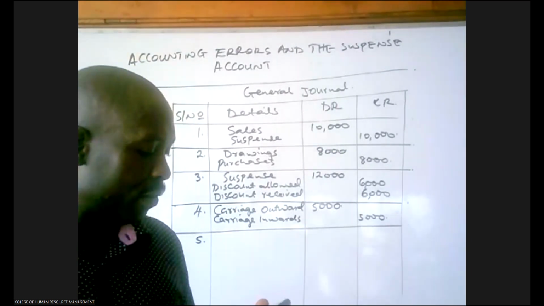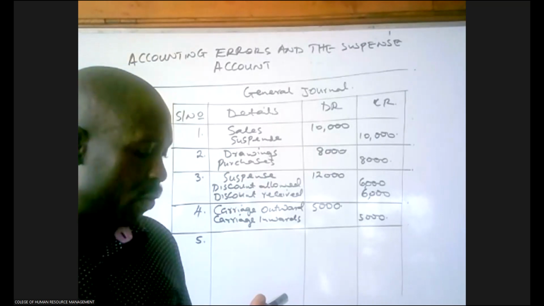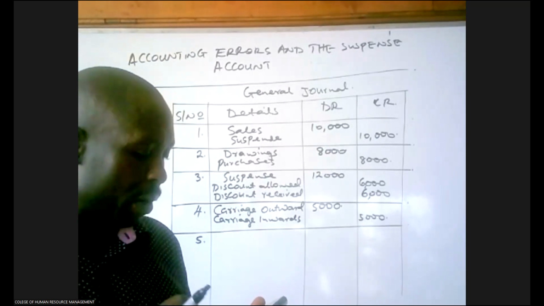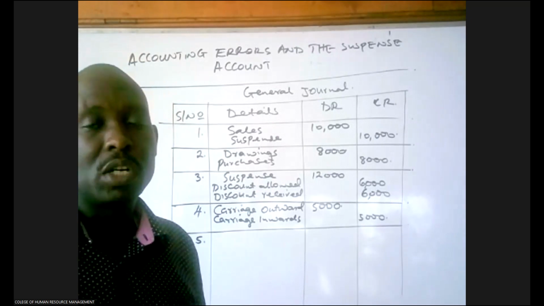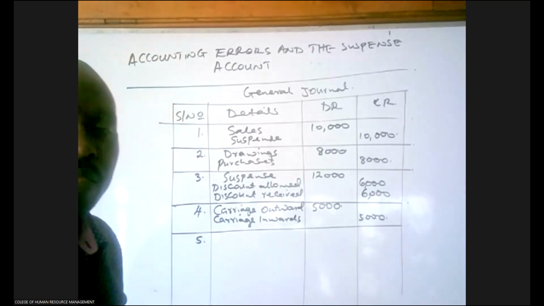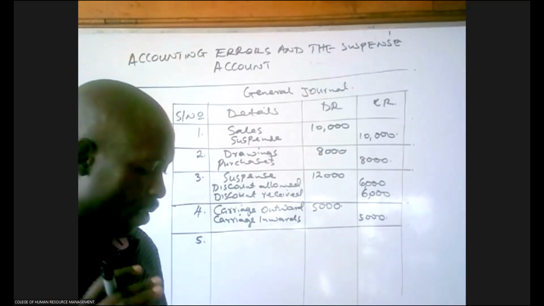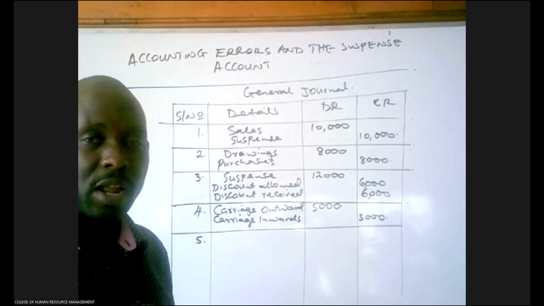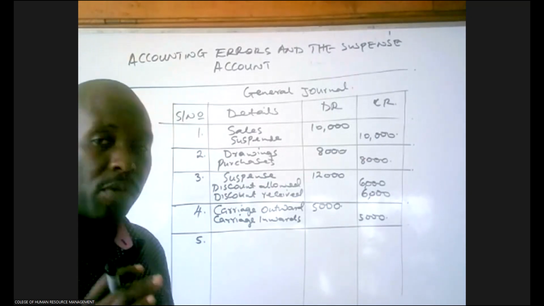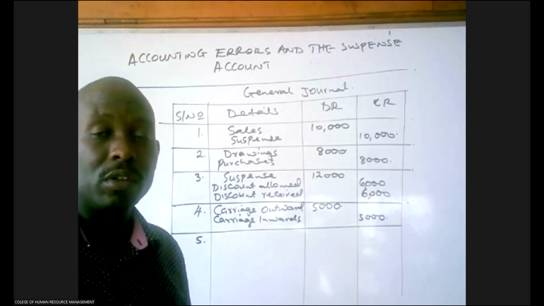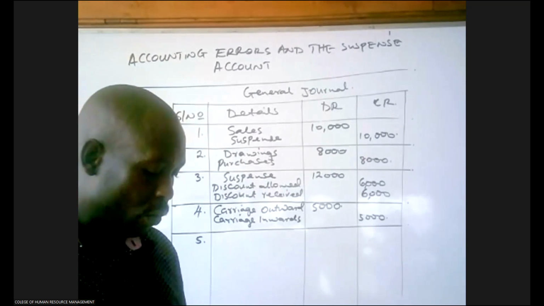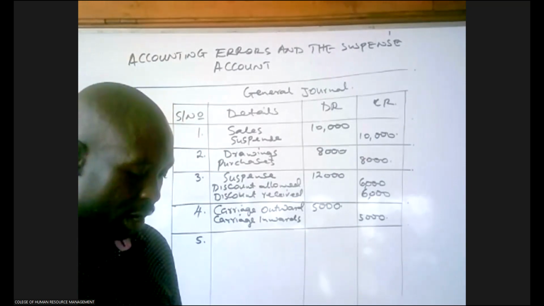Then Roman 6. During the year, Mr. Haraka sold his personal computer for 50,000 and paid the proceeds to the firm's bank account. This was only recorded in the cash book. What does that mean? The personal computer worth 50,000 that the owner had was sold, and then this 50,000 was deposited in the business bank account.